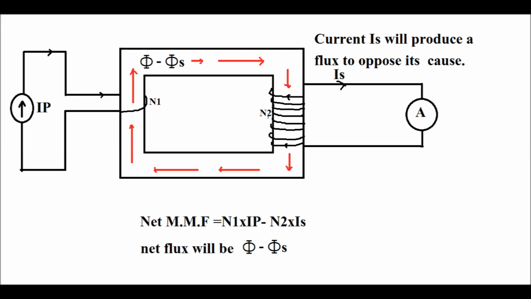Since the reluctance is fixed, the net flux, phi minus phi s, will be equal to the net MMF by reluctance. Due to the current IS in the secondary winding, a flux phi s is produced that will oppose the flux produced by the primary winding. Now the net flux is phi minus phi s. This is the principle of the current transformer.